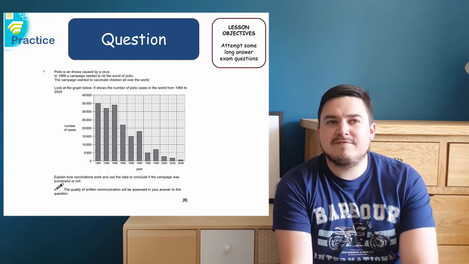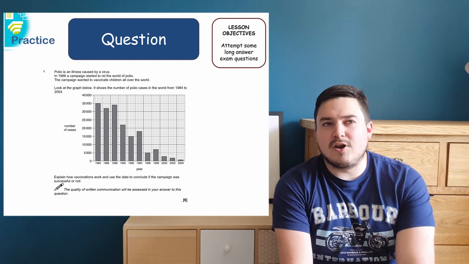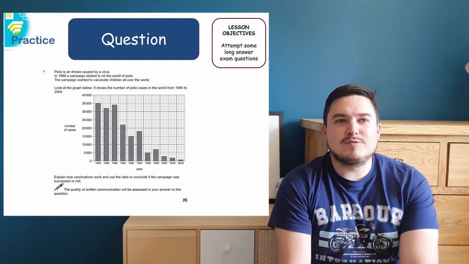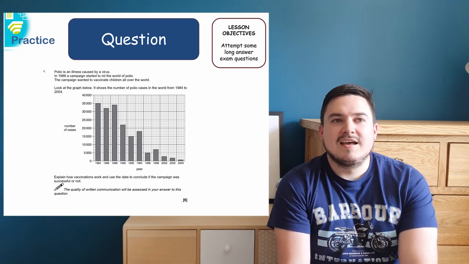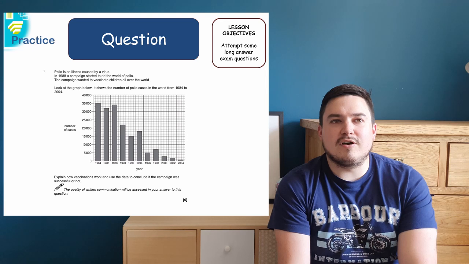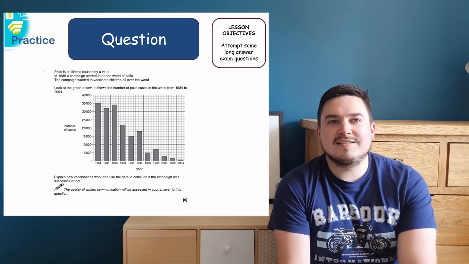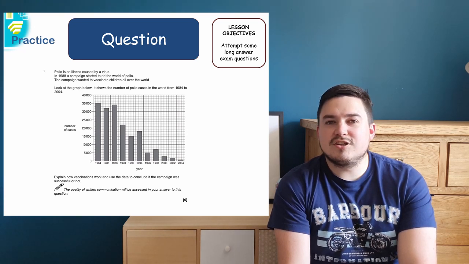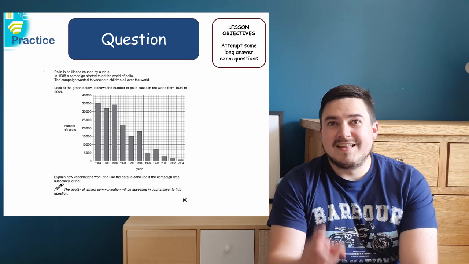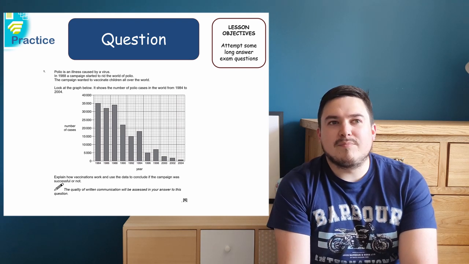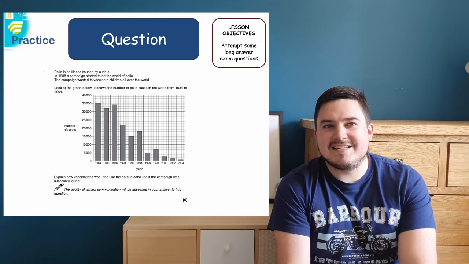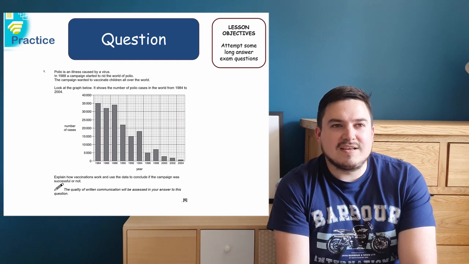You're provided with a graph and the information around it says the following. Polio is an illness caused by a virus. In 1988, a campaign started to rid the world of polio. The campaign wanted the vaccine to vaccinate children all over the world. Look at the graph below, it shows the number of polio cases in the world from 1984 to 2004. Note, the graph starts at 1984, the campaign started in 1988. This probably will be important later.